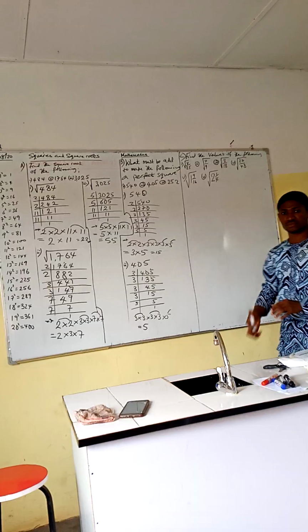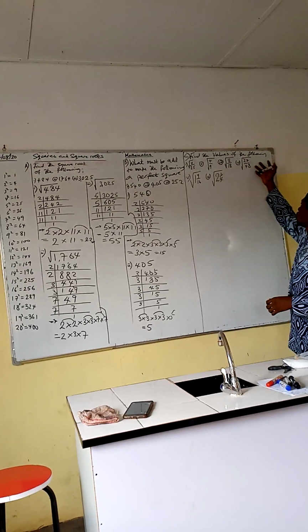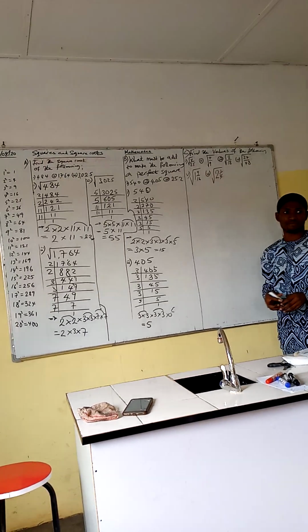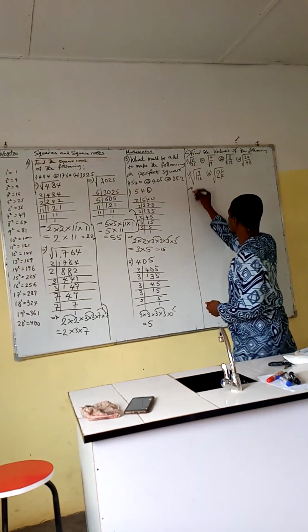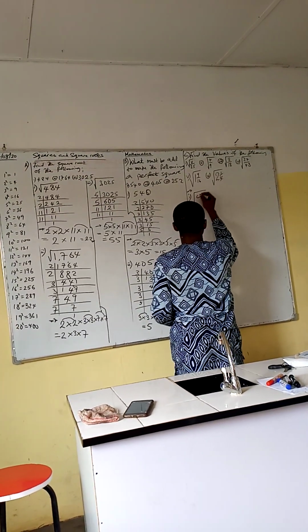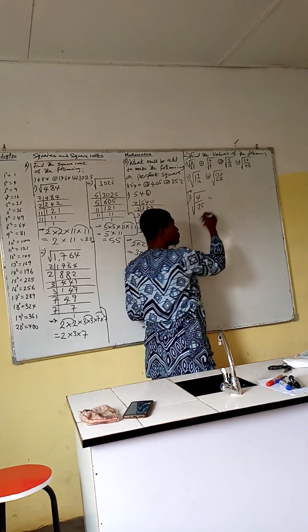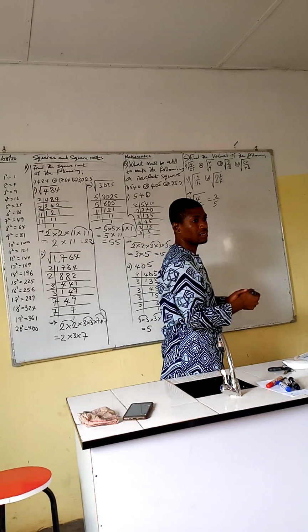Third case, please. We move on to the third case now. We want to find the value of the following. Find the square root of 4 over 25. What's the square root of 4? 2. What's the square root of 25? 5. That's 2 over 5. That's our answer. Any problem here?